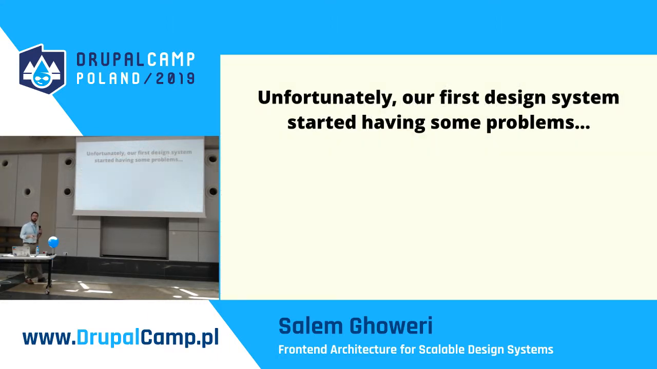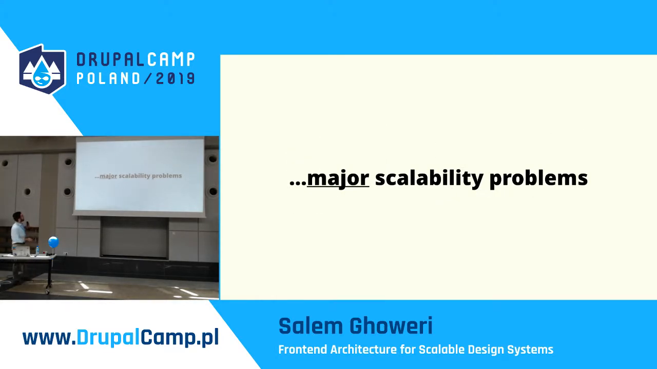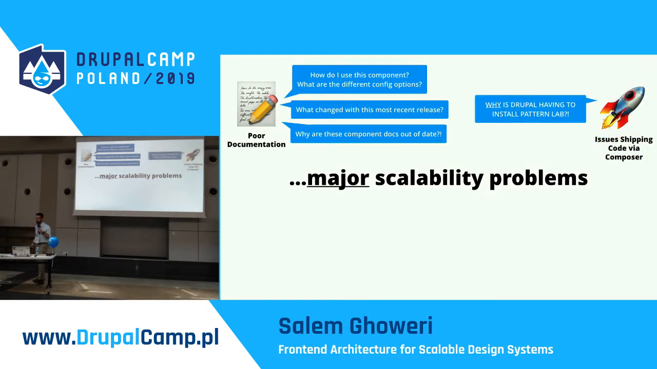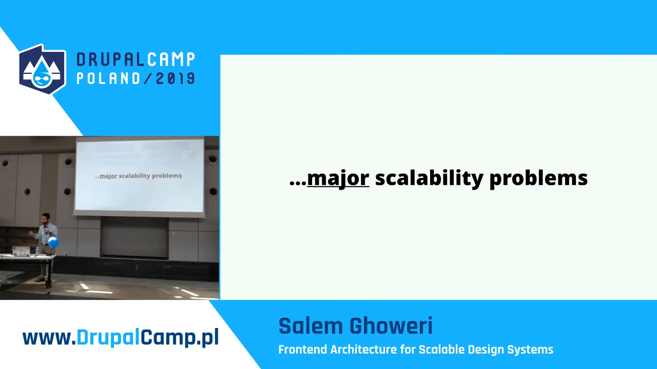Unfortunately, our first design system started having some problems, some major scalability problems. We had poor documentation. We had questions being asked like, how come these component documentation items are out of date? Or what data does this particular thing require? We had issues with shipping our code and distributing it. We had teams asking, I only need to pull in this one component. Why do I have to pull in all these other updates? Or why am I having to install Pattern Lab along with the components that I want?